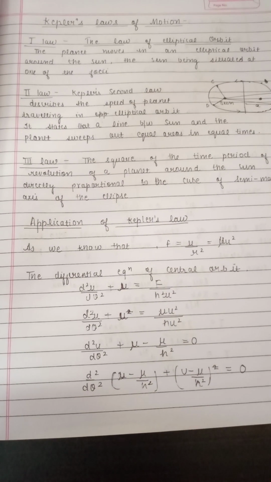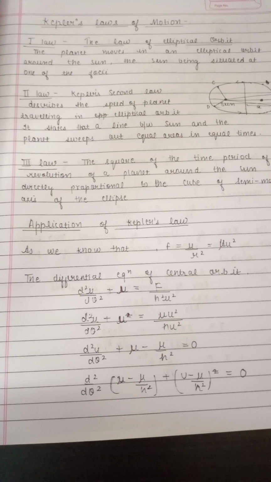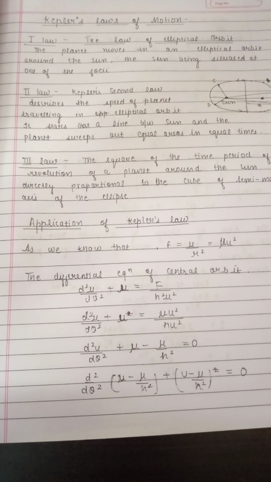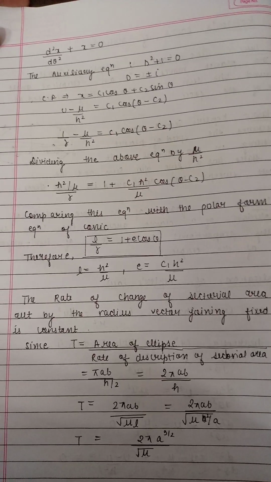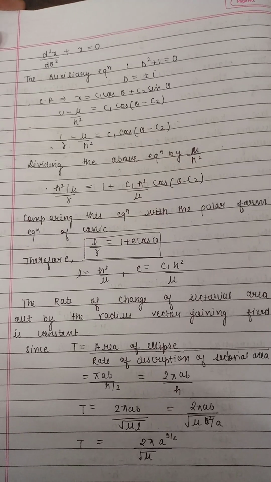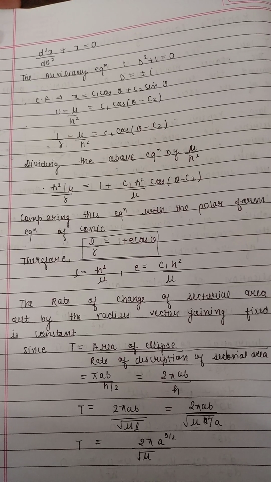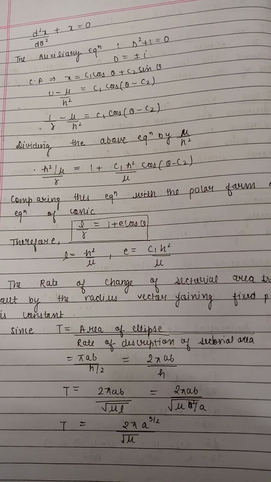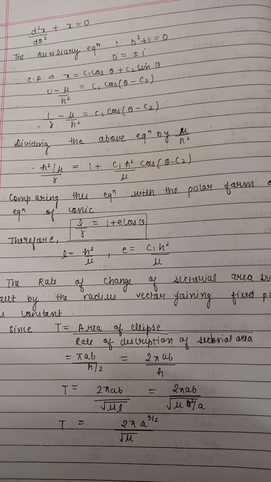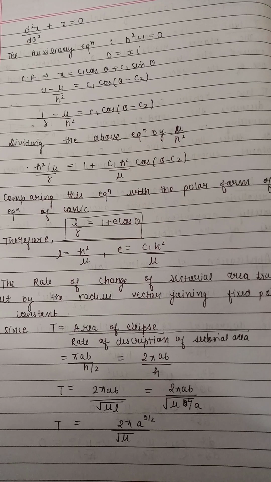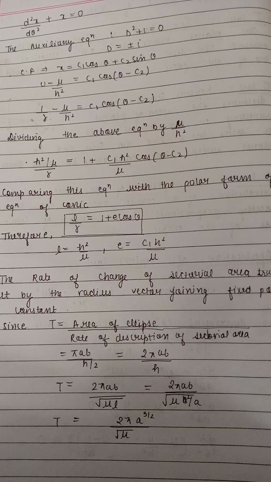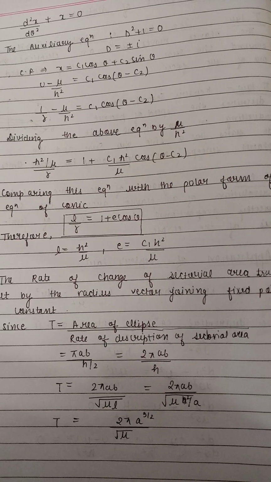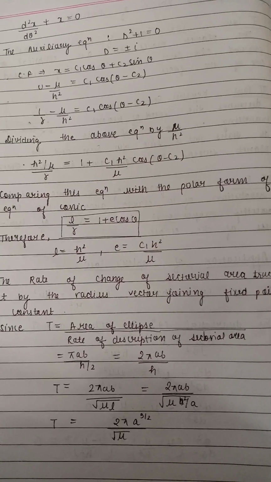On taking common from both the sides, we get d²/dθ² (u minus μ/h²) plus (u minus μ/h²) is equal to 0. Let x be u minus μ/h², so d²x/dθ² plus x is equal to 0. The auxiliary equation of this is D² plus 1 is equal to 0, where D is equal to plus minus i. The complementary function is given by x is equal to c1 cos θ plus c2 sin θ, and we know that x is equal to u minus μ/h², so u minus μ/h² is equal to c1 cos θ plus c2 sin θ.